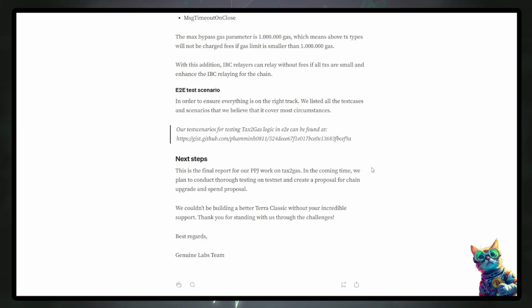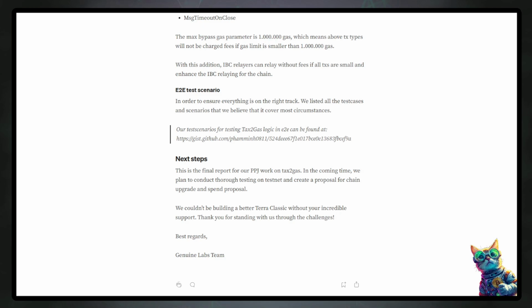E2E test scenarios: in order to ensure everything is on the right track, we listed all of the test cases and scenarios that we believe cover most circumstances. Next steps: this is the final report for our paid per job work on tax-to-gas. In the coming time, we plan to conduct thorough testing on the testnet and create a proposal for the chain upgrade and spend proposal.